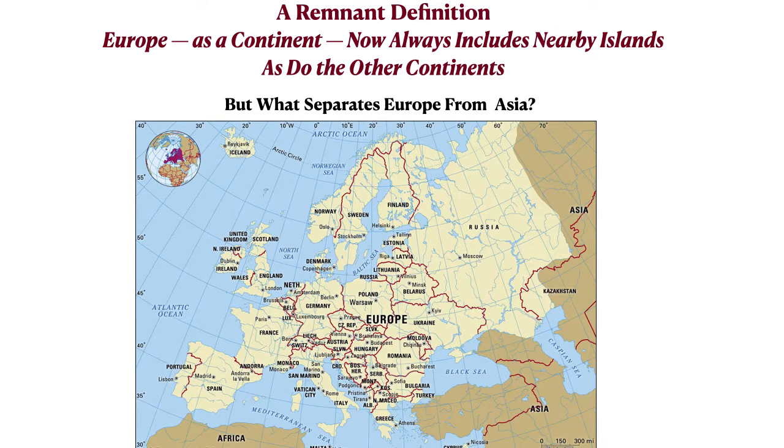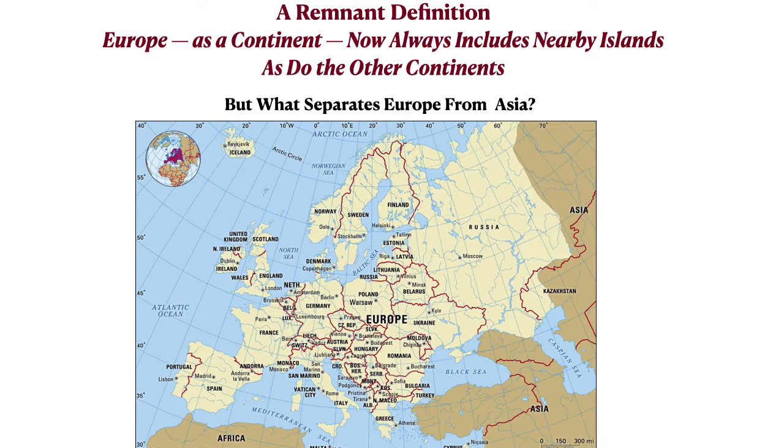Europe as a continent now always includes the nearby islands, as do other continents. So Asia as a continent is always going to include Japan and the islands of Indonesia and the Philippines. I never see them excluded from Asia. So Europe as a continent as opposed to continental Europe, or we could say continental Asia too, although I rarely see that. Not sure if I ever have. Or continental North America, which would exclude the Caribbean.